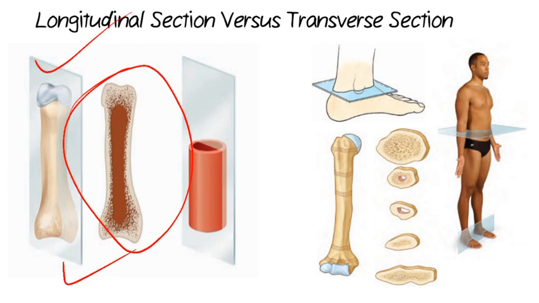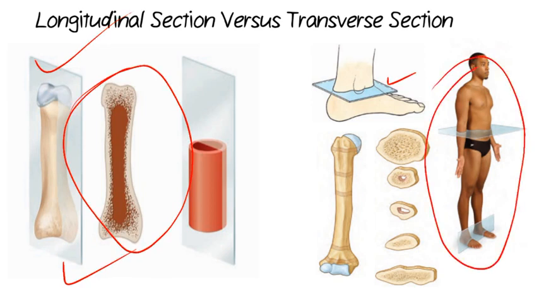Once you have sectioned the long bone from top to bottom, the view that will be presented to you will be a longitudinal view or a longitudinal section. On the other hand, a transverse section is wherein a transverse plane, as in this plane, is cutting through a body part or a body structure from left to right.